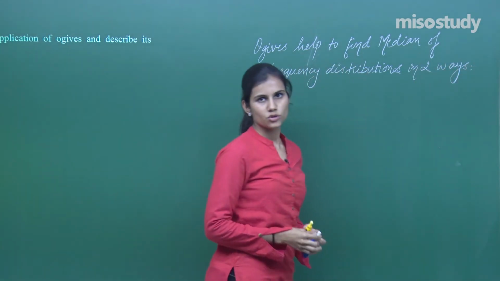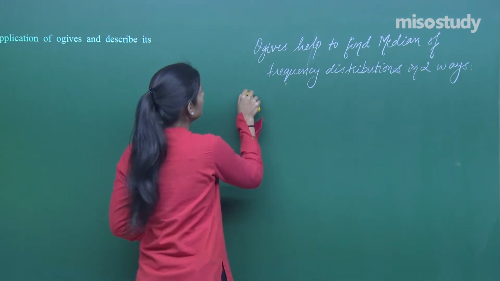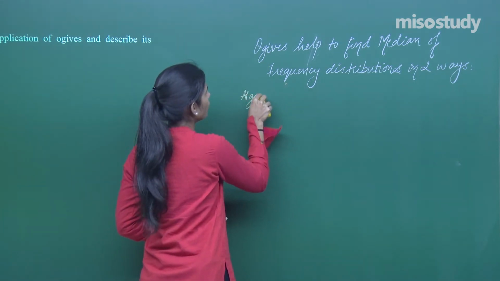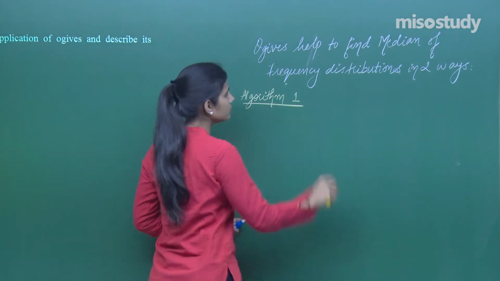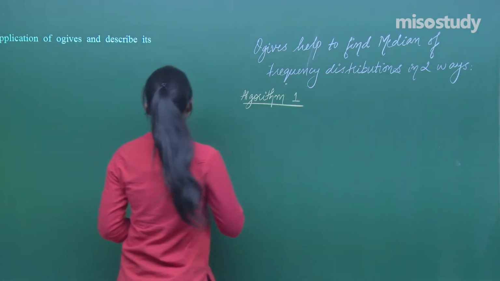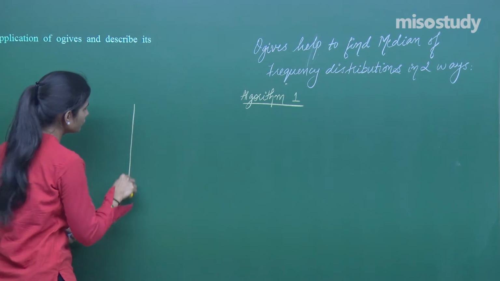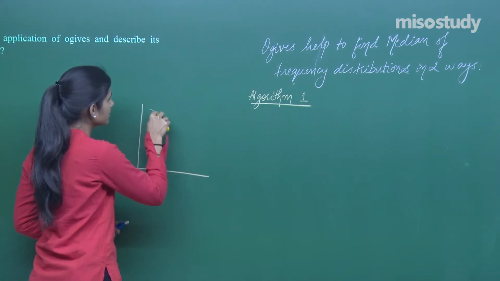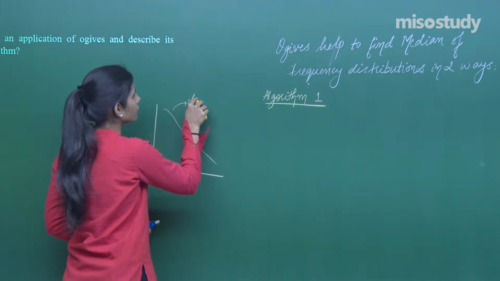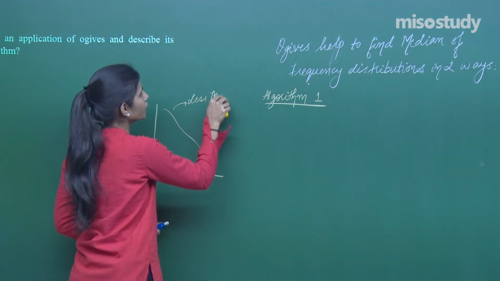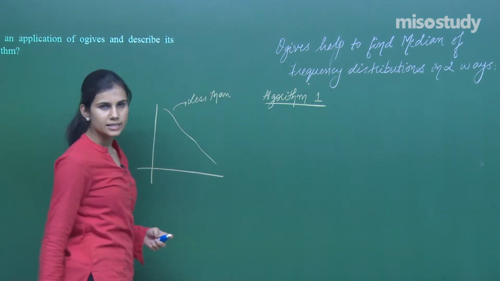In two ways. So you have a frequency distribution. First is algorithm 1. Okay. What does it say? Let me just portray that to you through a rough diagram. Suppose this is some ogive, either less than ogive or more than ogive. So say this is, for example, a less than ogive.